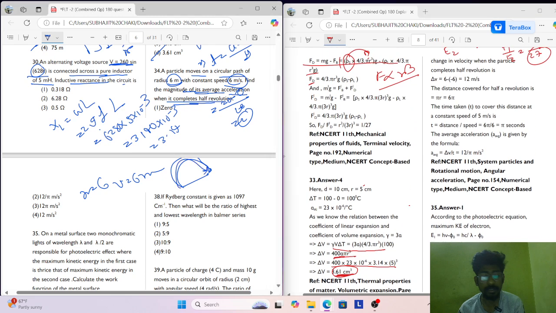When the object is revolving for only half revolution, if the direction of velocity is this, in this case it will be this. So it is changing its direction. It is opposite. So the change in velocity will be 6 minus minus 6, which equals 12 meter per second. The distance covered in half revolution is pi r. Total is 2 pi r. The distance covered you know, total velocity you know, how to calculate time.